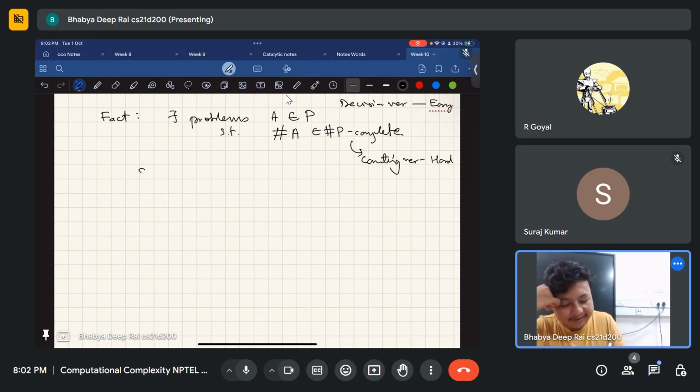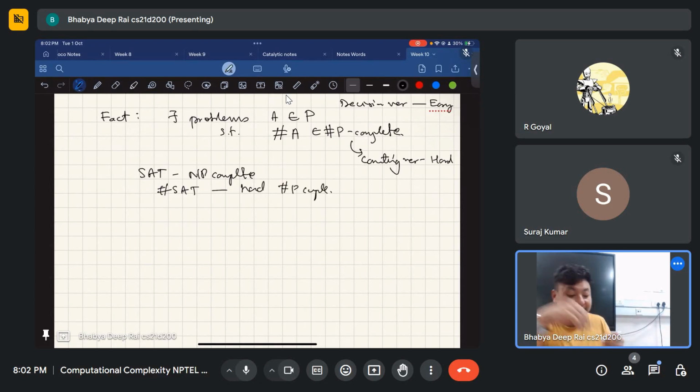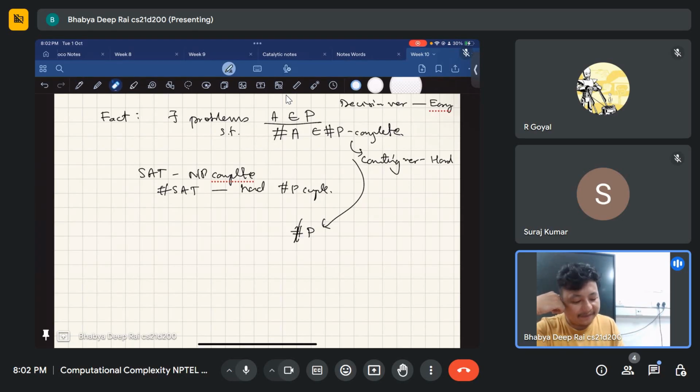Because, fine, SAT is NP complete. It is already hard, and then we can imagine that Sharp SAT is already hard. It is Sharp P complete. But the fact that we have problems that are in P and yet their counting versions are also hard, they are Sharp P complete. Permanent is one example. Counting perfect matching is an example. You can verify if a graph has a perfect matching in polynomial time.